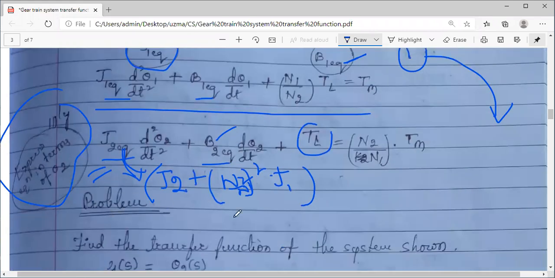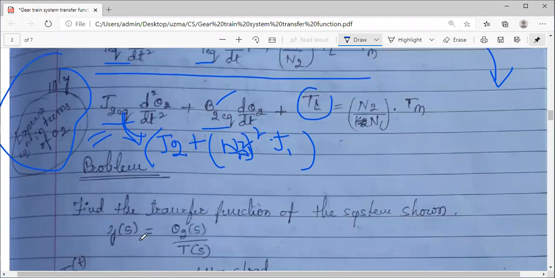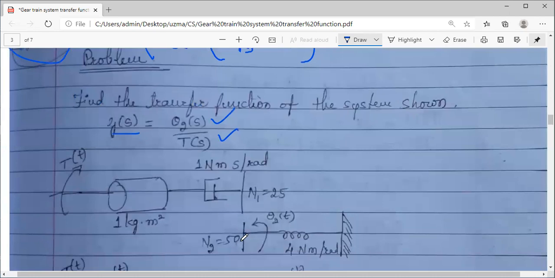With these theoretical backgrounds studied, let us start solving the problems. The first problem: find the transfer function of the system, G of s, that is theta 2 by T of s. Let us look at the figure given. This is your given mechanical system. You can observe that nowhere is it mentioned that it is a gear; it is having gear trains.